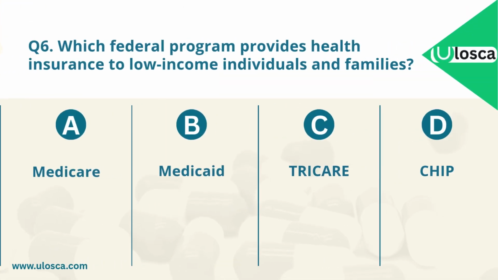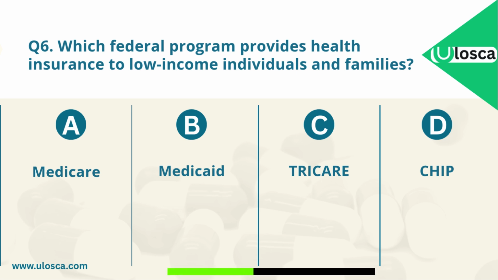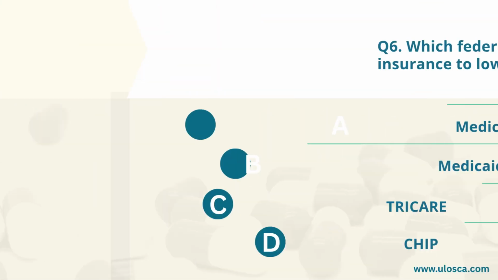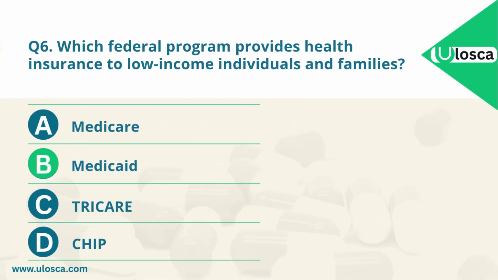Question 6. Which federal program provides health insurance to low-income individuals and families? A. Medicare. B. Medicaid. C. TRICARE. D. CHIP. Which one is the correct answer? The correct answer is B. Medicaid.